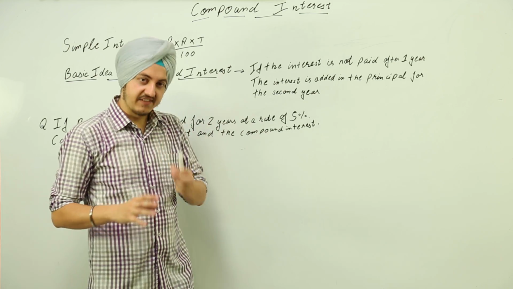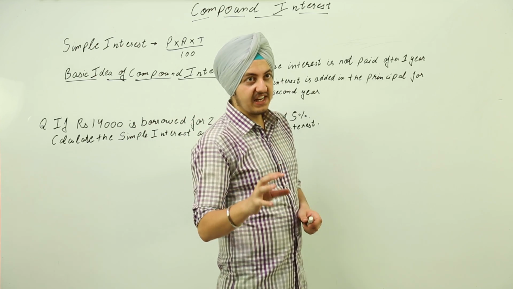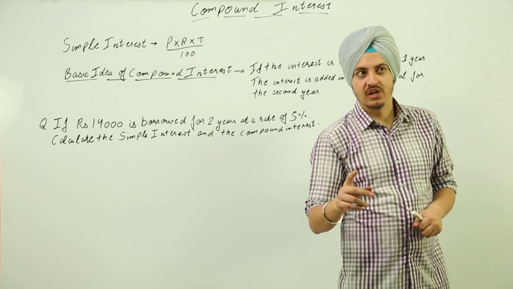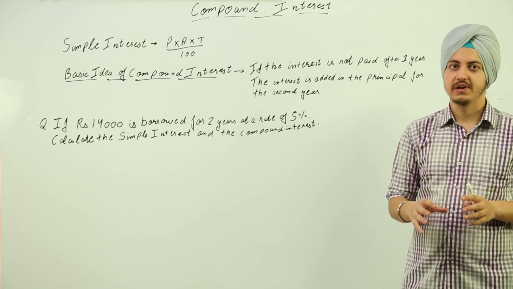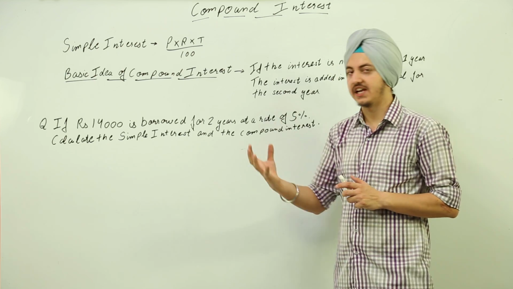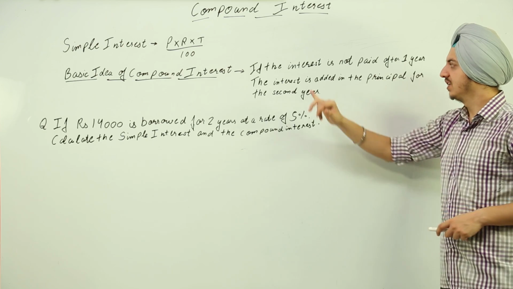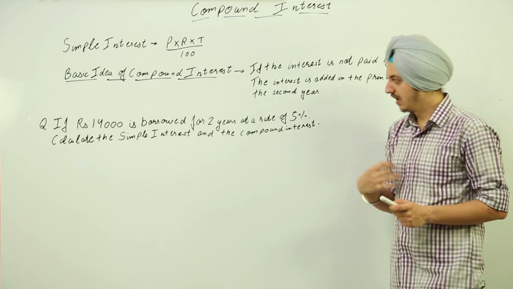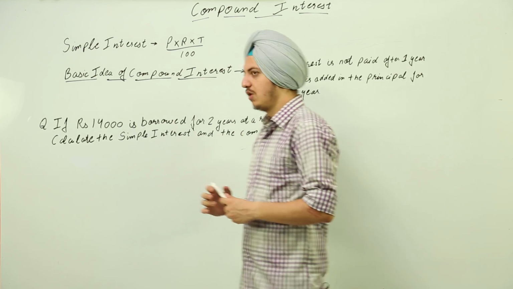If the money is borrowed for more than 1 year and the interest is unpaid after the first year, the interest is added into the principal, and now this becomes the principal for the second year. So if the interest is not paid after the first year, the interest is added into the principal for the second year. This is the basic idea of compound interest. Now I will explain it to you by this question.